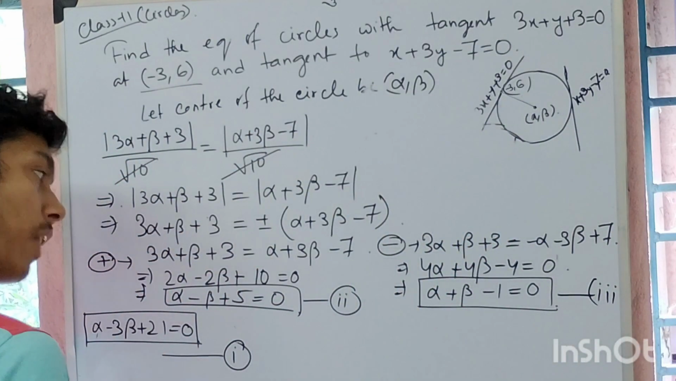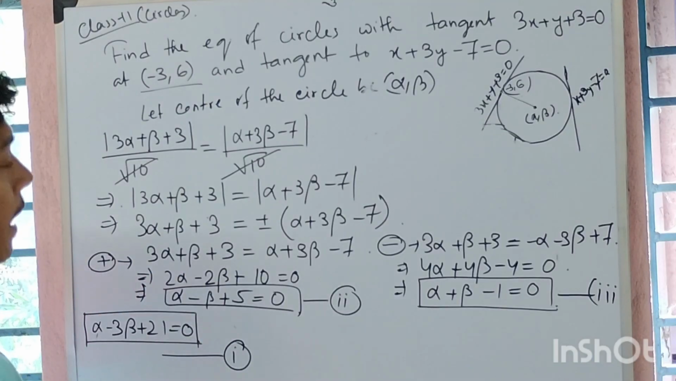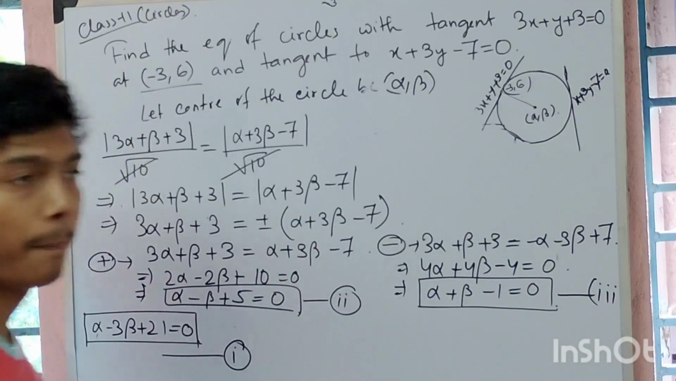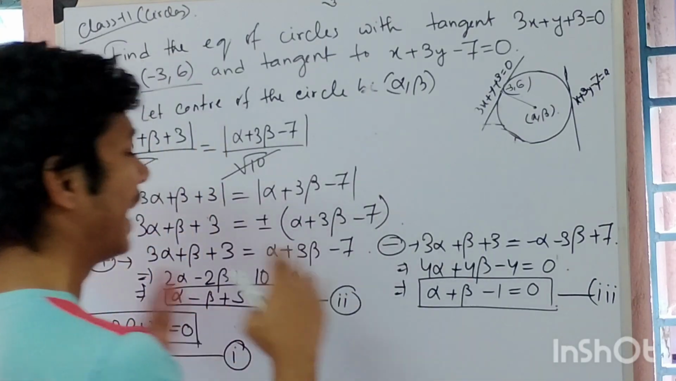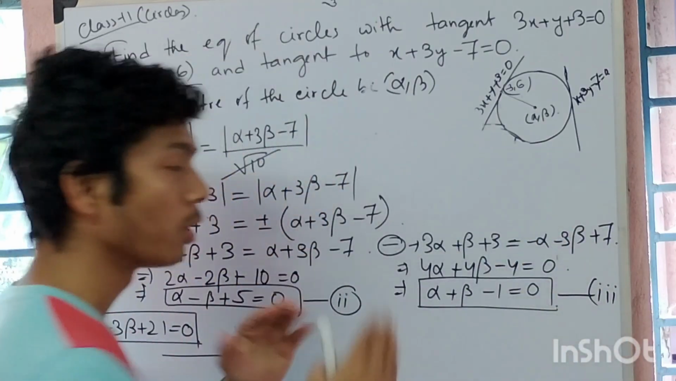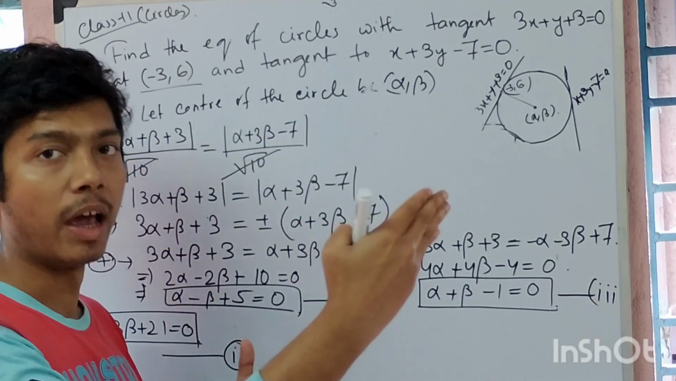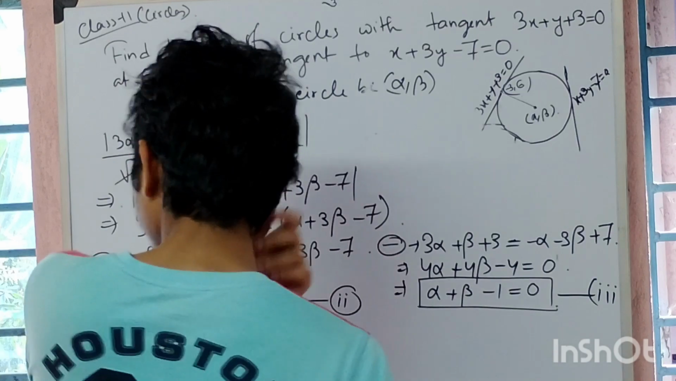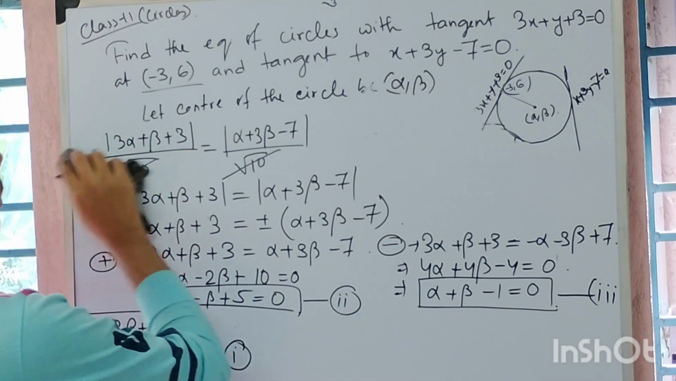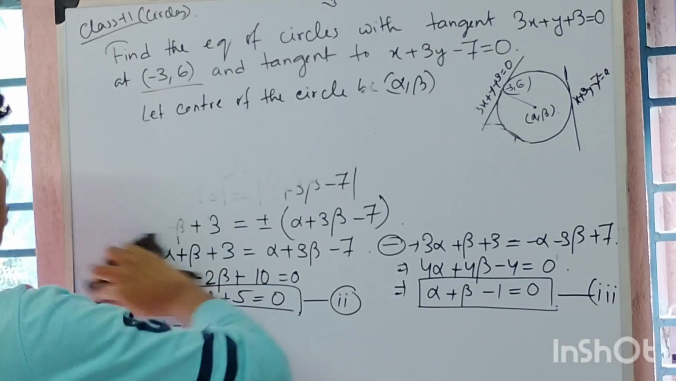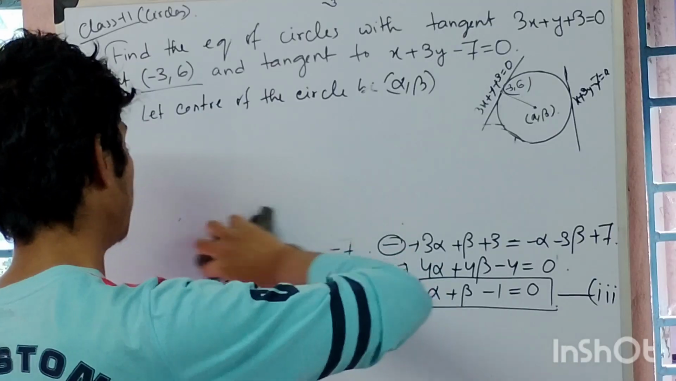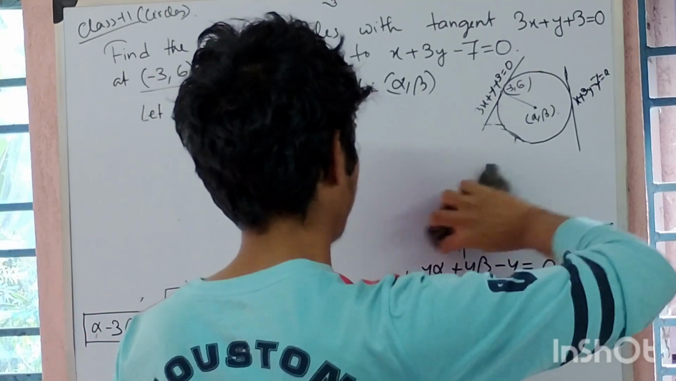First I will solve equations 1 and 2, and then I will solve equations 1 and 3. If I solve equations 1 and 2, I will get a set of values of alpha and beta. If I solve 1 and 3, I will again get another set of values for alpha and beta. Fine, so I am erasing the rest of the portion and only keeping the equations, because these equations are the only ones needed.